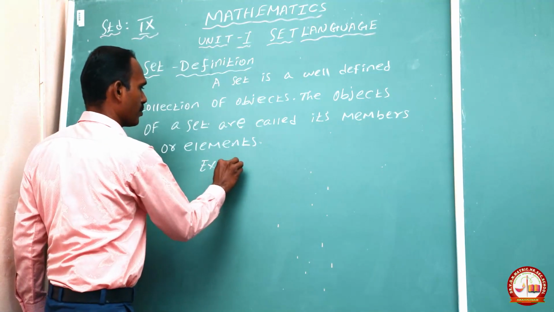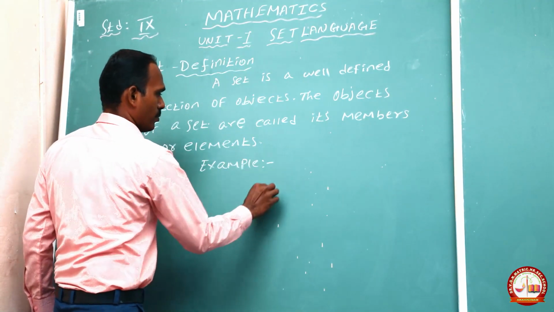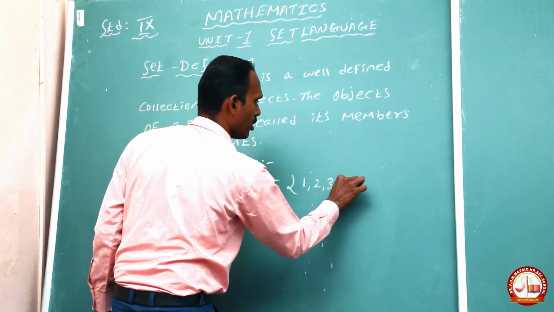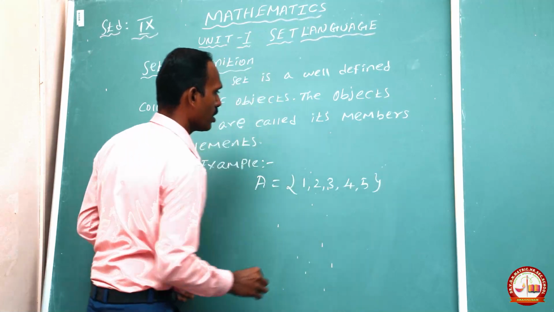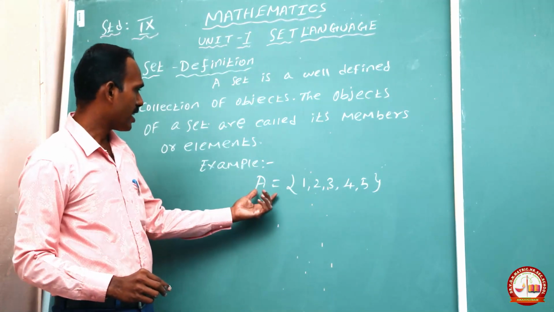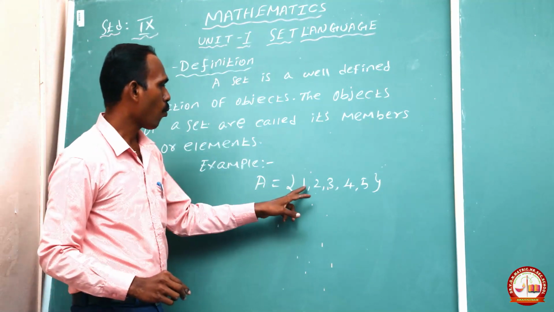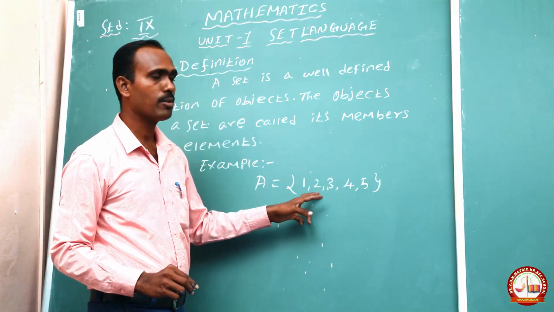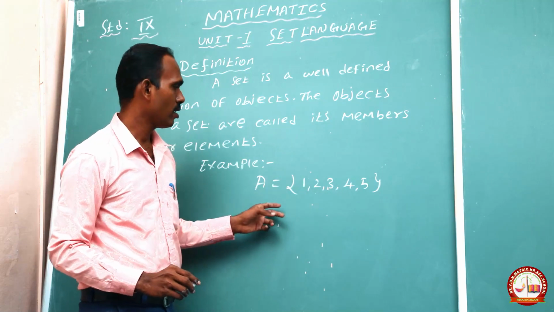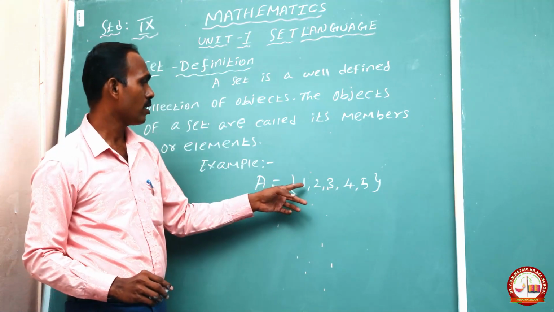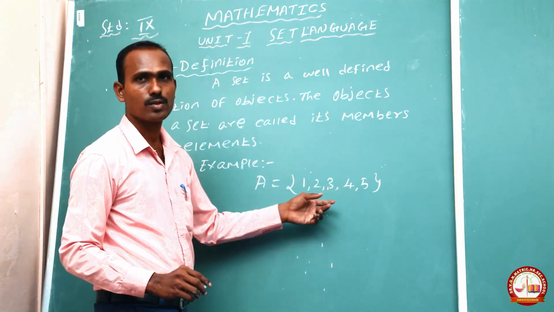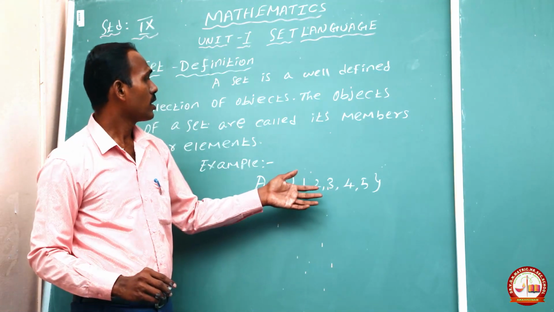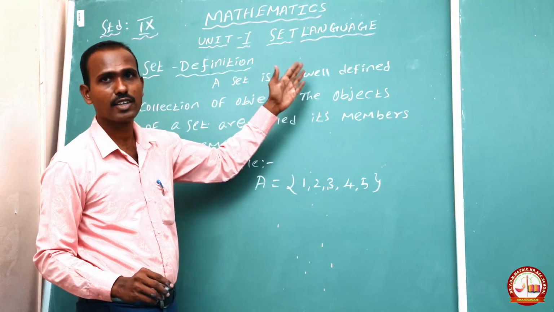Example: A equal to {1, 2, 3, 4, 5}. This is the set A. In the set A, 1, 2, 3, 4, 5 are called the elements of the set A. Now we count the elements 1, 2, 3, 4, 5. So how many elements? 5 elements. So it is well defined.